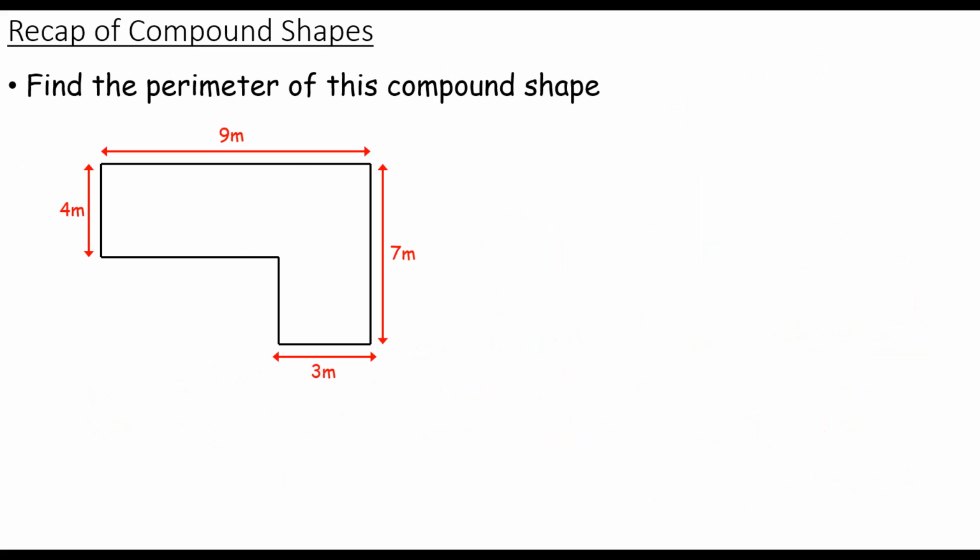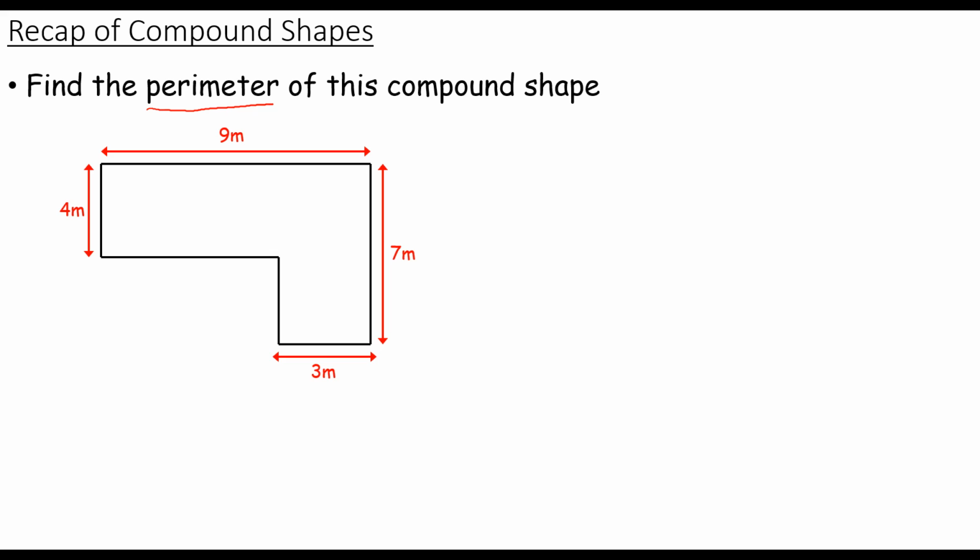So what I would like us to do is just recap compound shapes briefly. So I'd like us to find the perimeter of this compound shape. And remember, a compound shape is just a shape made up of smaller shapes. So we could say this compound shape is made up of these two rectangles here. So if you just pause the video, have a go, and when you're ready for the answer, or when you're ready for a hint, press play, and then you can have another go.